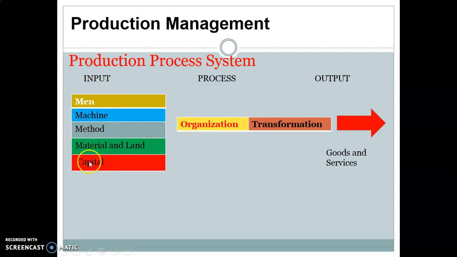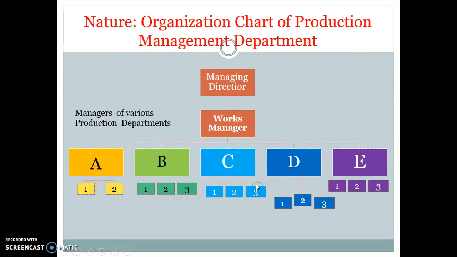So all these are 5 inputs, or shortly it is called as 5M, transformed into output. And what is output? Output is physical goods, or simply we are calling it as products or services. So simply recapping, production process system consists of input which is 5M transformed into output, which are goods or services.